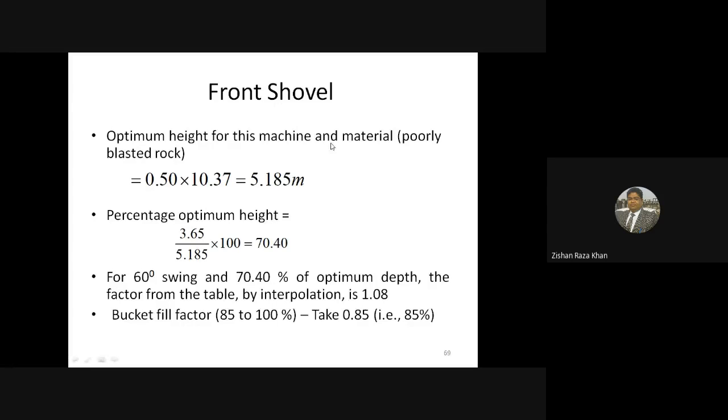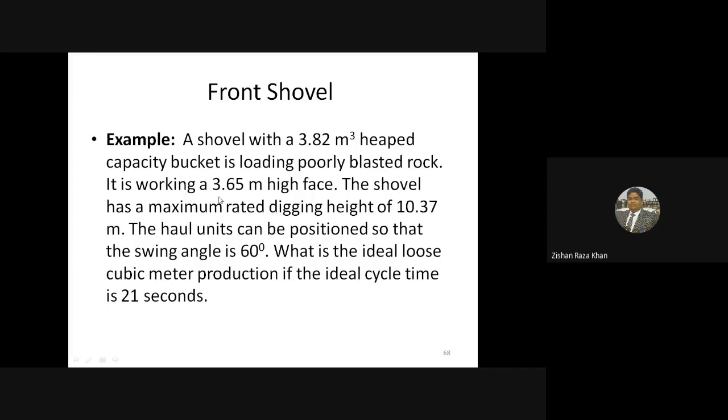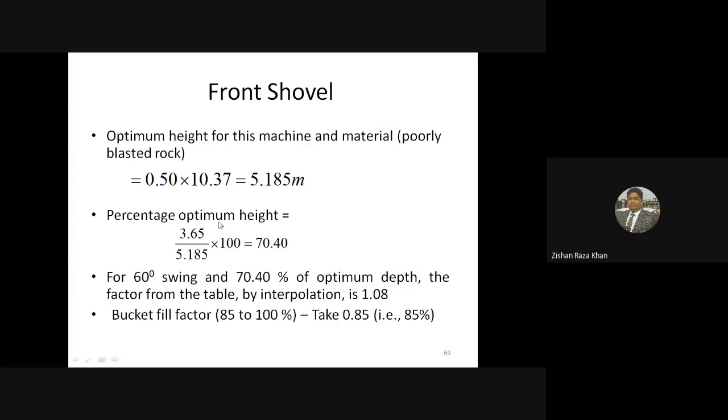Optimum height for this machine and material, poorly blasted, has a factor of 0.5, multiplied by the given maximum height of cut. So the optimum height of cutting this material is 5.185 meter. The percentage of optimum height the shovel needs to cut: it is given that it is working at a 3.65 meter face, so the percentage of optimum height is 3.65 divided by 5.185. This gives us 70.4%.